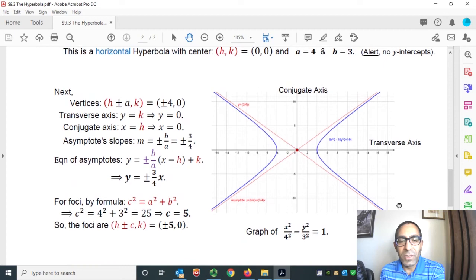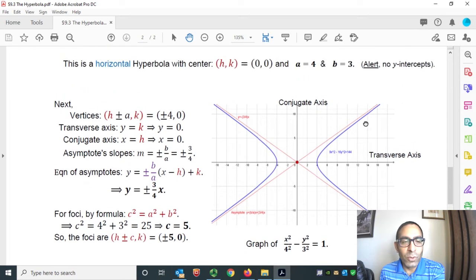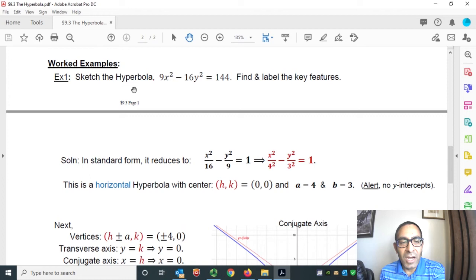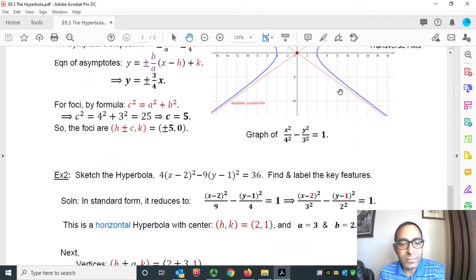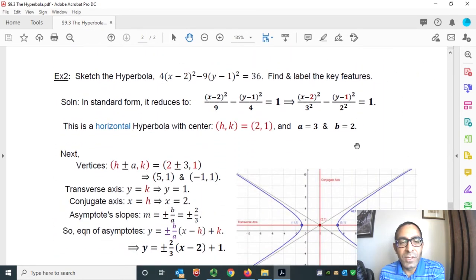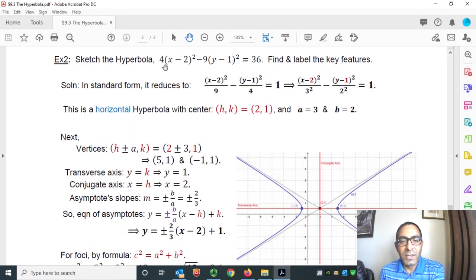Awesome. So we answered question 1. We sketched the hyperbola as well as found and labeled the key features of the hyperbola. Great. Now let me move on. Let's do example 2. Sketch the hyperbola. The equation of the hyperbola is 4 times (x minus 2) squared minus 9 times (y minus 1) squared equals 36. Also, find and label the key features of this hyperbola.